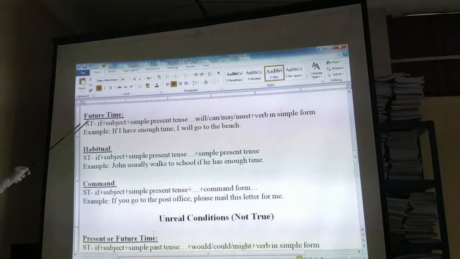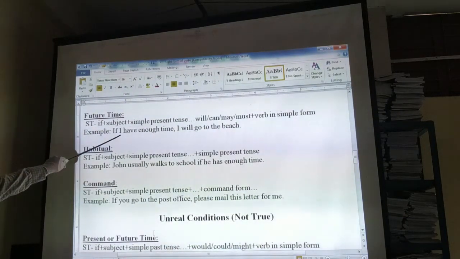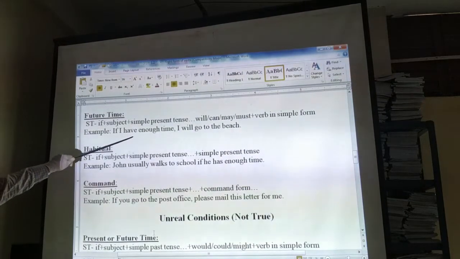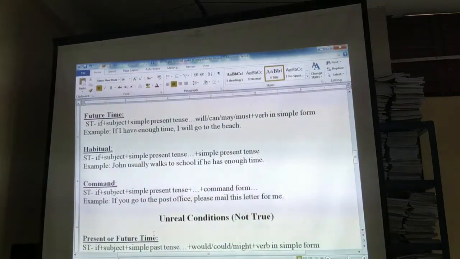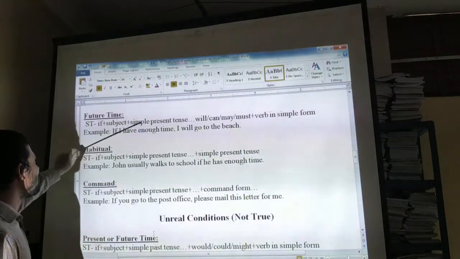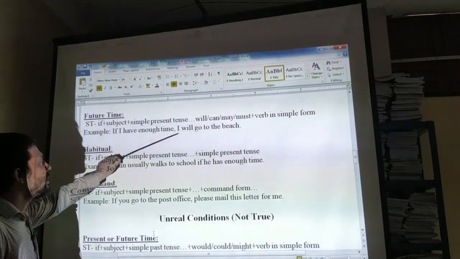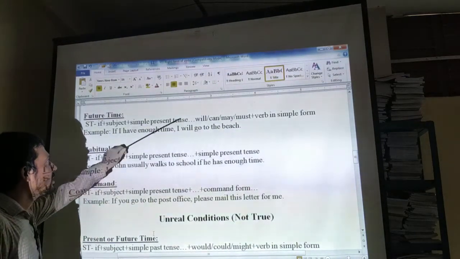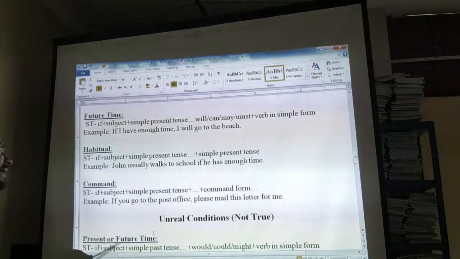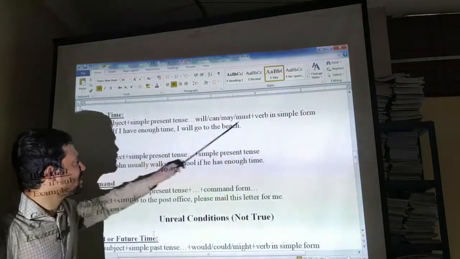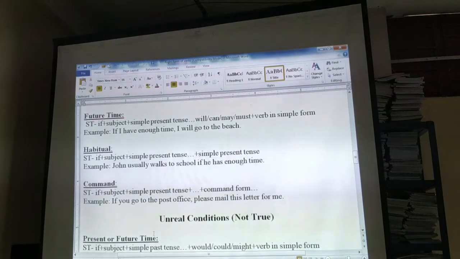Match with the structure. If, subject, I. Simple present tense, see, have enough time. We will put a comma, then subject, then will or can or may or must according to the context. We have given will. Then verb in simple form, go. Real conditions and unreal conditions, I mean conditional sentences, are very important for the exam. Then let's go for next.